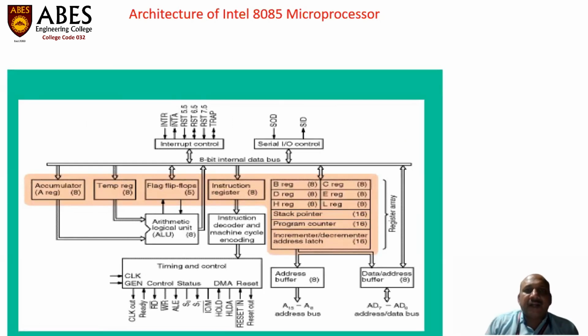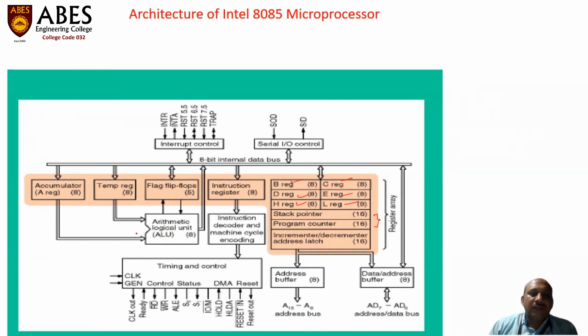Now we will see the architecture of the 8085 microprocessor. In the 8085 microprocessor, we have already talked about registers: the B register, C register, D register, E register, H register, and L register. They can combine as the BC register, DE register, as well as the HL register. Along with this, we have two memory pointers. These are called the stack pointer and the program counter.